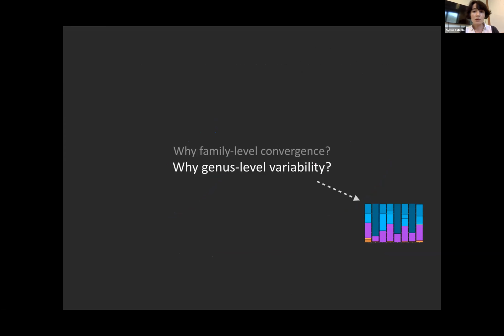But really, the main question I want to address in this talk is, why do we see such variability at lower levels of organization, even in replicate habitats? And also, what causes the taxonomic variability within each functional metabolic group?